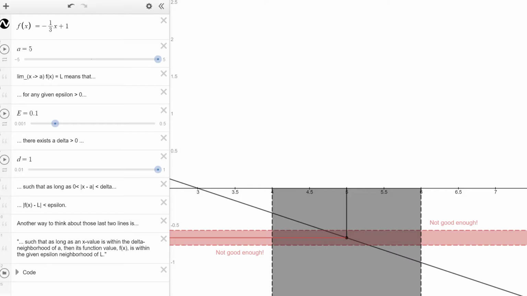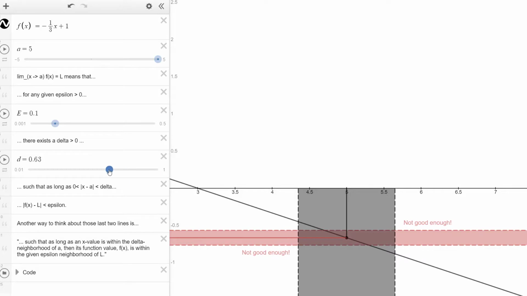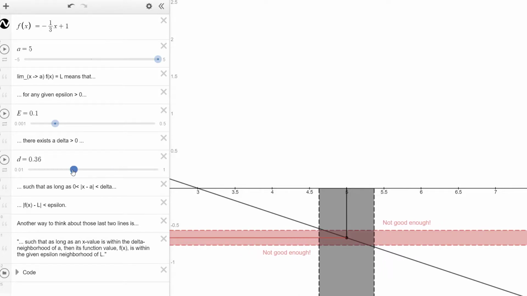The visual is as follows. You can see I have the function up here, negative 1/3 x plus 1. We're centered at 5 for our x values, as you can see right here, and also up here in the app. And now somebody hands me an epsilon. Let's just say it's an epsilon neighborhood of 0.1. So that's the red horizontal bar there. Remember, our choice for delta will just be 3 times that. So watch this. 3 times 0.1 is 0.3.